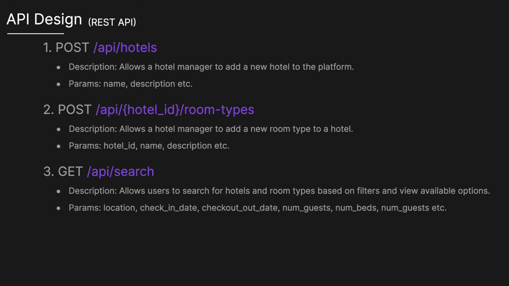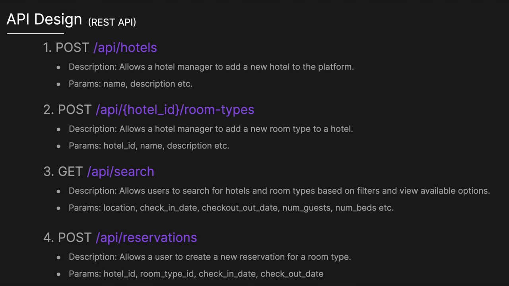Third will be a GET request to the API search. And so this will allow users to search for hotels and room types based on various filters and view the available options. And there's a large number of parameters that can be included here, including location, check-in, check-out dates, number of guests, number of beds, etc. And then the final endpoint will be a POST request to the API reservations endpoint. And this will allow a user to create a new reservation for a specific room type. And again, the parameters can include the hotel ID, the room type ID, and the check-in and check-out dates.